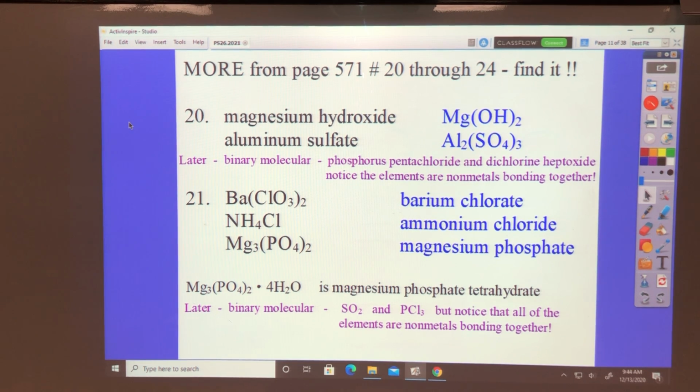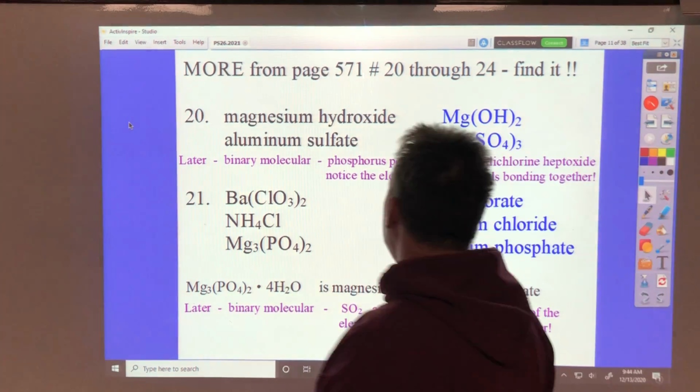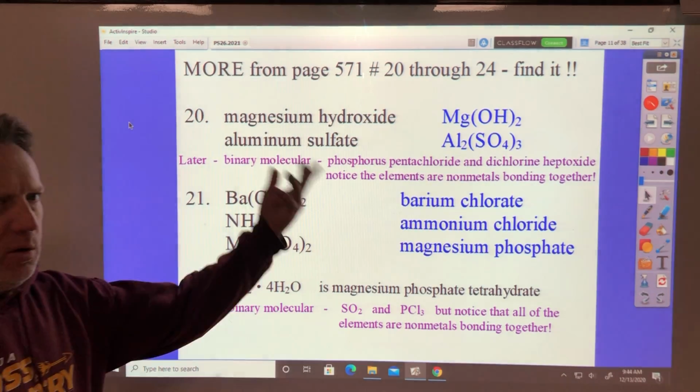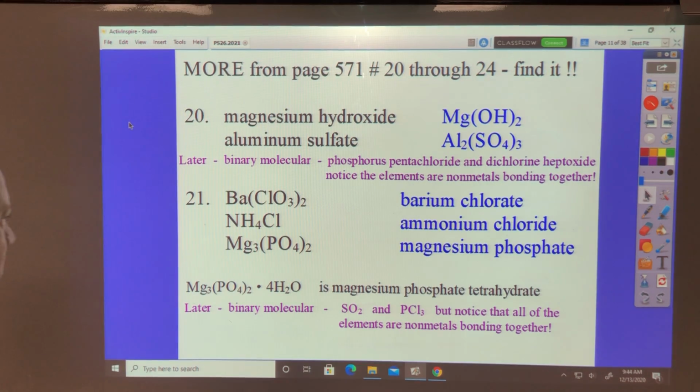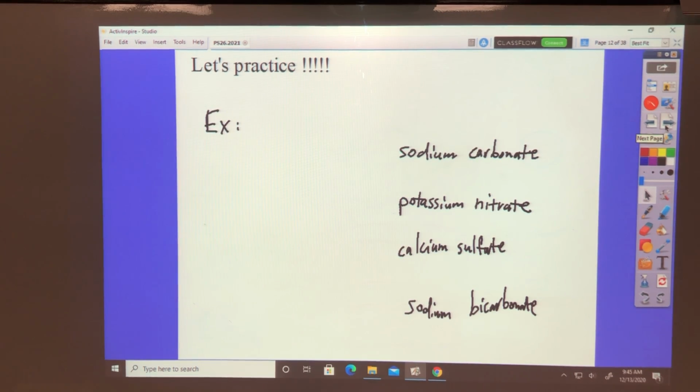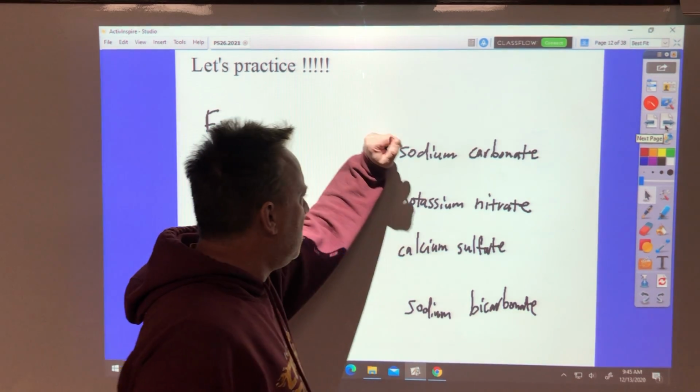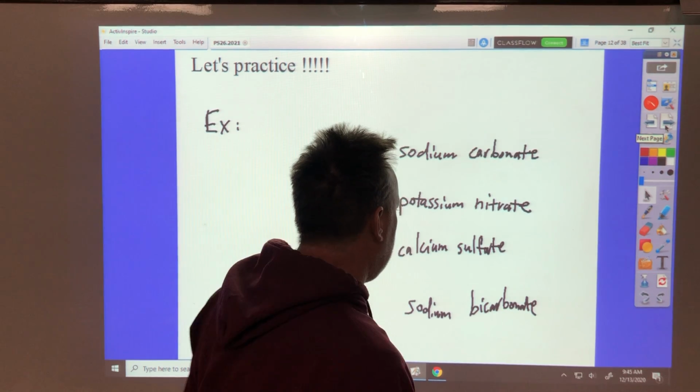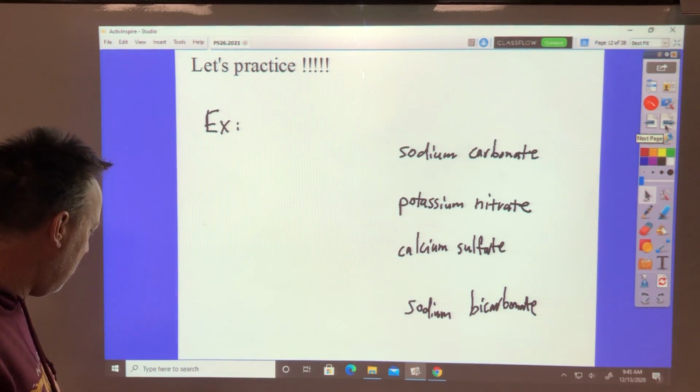Okay. Aluminum sulfate, Al2(SO4)3, alum. You can buy that at the grocery store to do pickling. Okay, let's go on. Let's practice. Sodium carbonate, potassium nitrate, calcium sulfate, sodium bicarbonate. How do you write those?